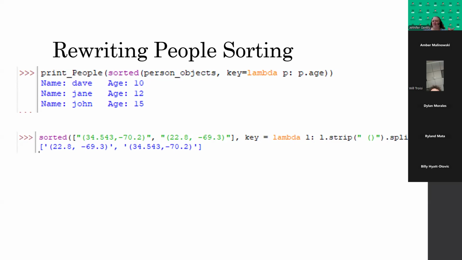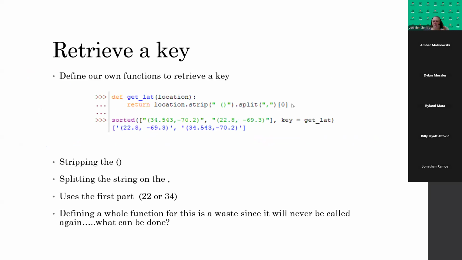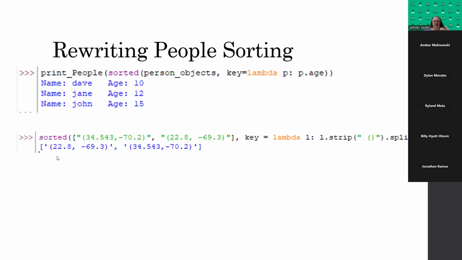So that's going to do exactly what we did before. If I run that again, it's going to say Dave 10, Jane 12, John 15. Okay. Again, sorted, if I want to do it on those latitudes, my key lambda L, and then I return L dot the strip and the split, and then the sub-zero. Okay. Because when I did that, it was a single line. So I took this line and I just put it after the word lambda, and it gives me that same answer back. Okay.